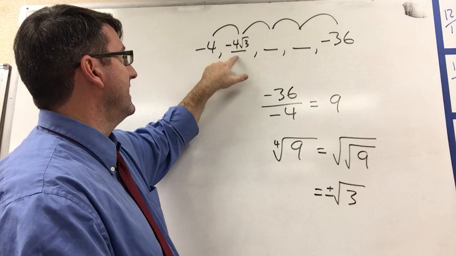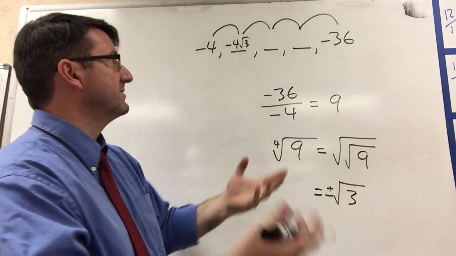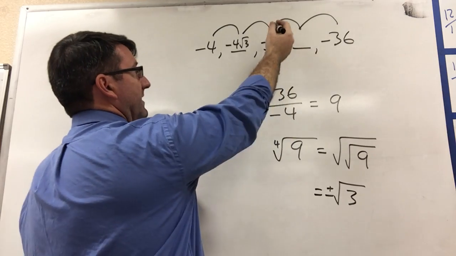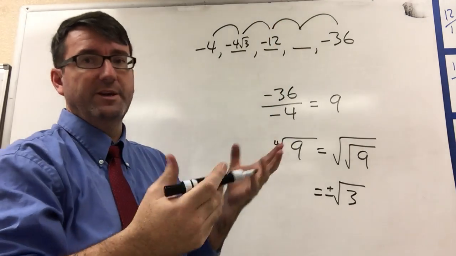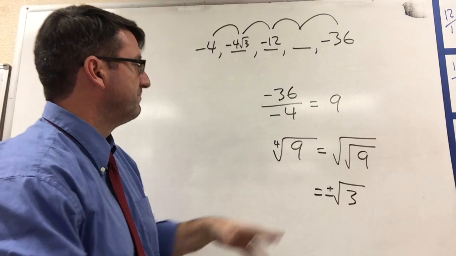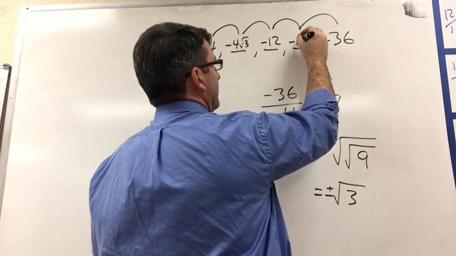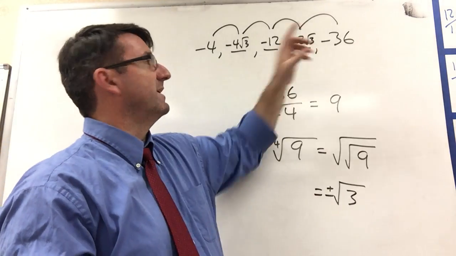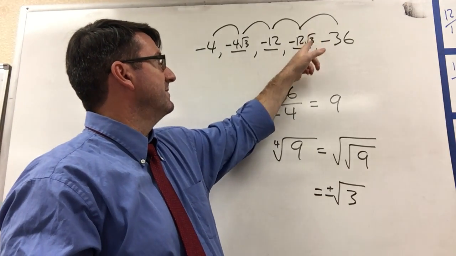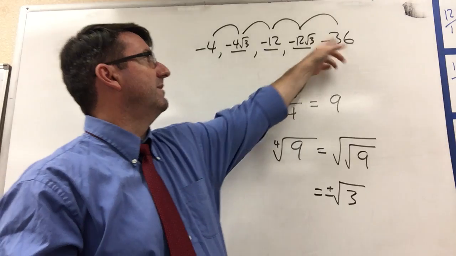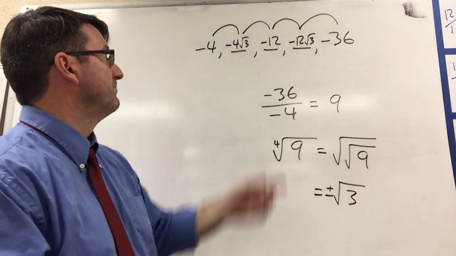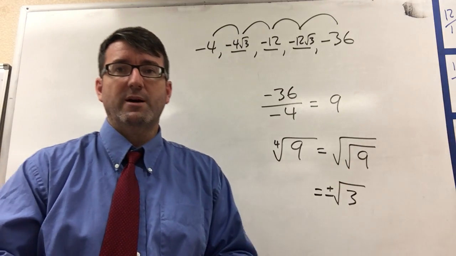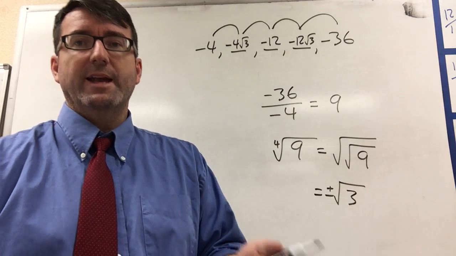All right, now the -4 square root of 3 times another square root of 3 is going to be -12, because square root of 3 times square root of 3 is 3, times -4 is -12. And then the next number is just going to be -12 square root of 3. And then if we multiply by square root of 3 again, square root of 3 times square root of 3 is 3, times -12 gives us the -36. So that's our sequence. -4, -4 square root of 3, -12, -12 square root of 3, and -36.